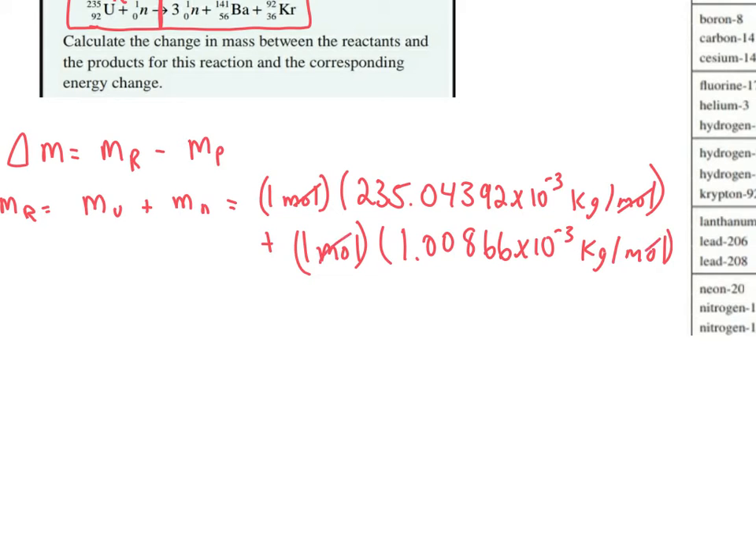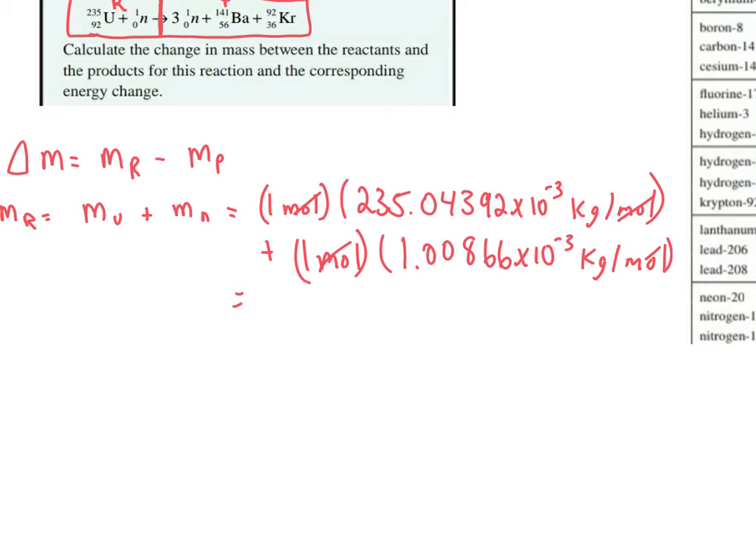So once again, we see the moles cross out, and our difference in mass, our mass of our reactants here is going to be 236.05258 times 10 to the negative 3 kilograms. Now, you're going to either want to write that down, or you're going to just keep that in your calculator. I mean, people who are adept at using their calculators, you might be able to do this whole thing in one fell swoop on your calculators. That's really up to you and your comfort level.